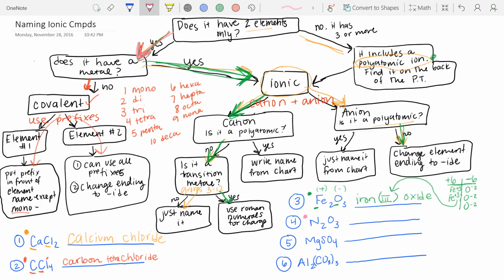It only has two elements. Okay, so we ask ourselves, does it have a metal? Well, nitrogen is a nonmetal, oxygen is a nonmetal, so the answer is no, which makes it covalent.